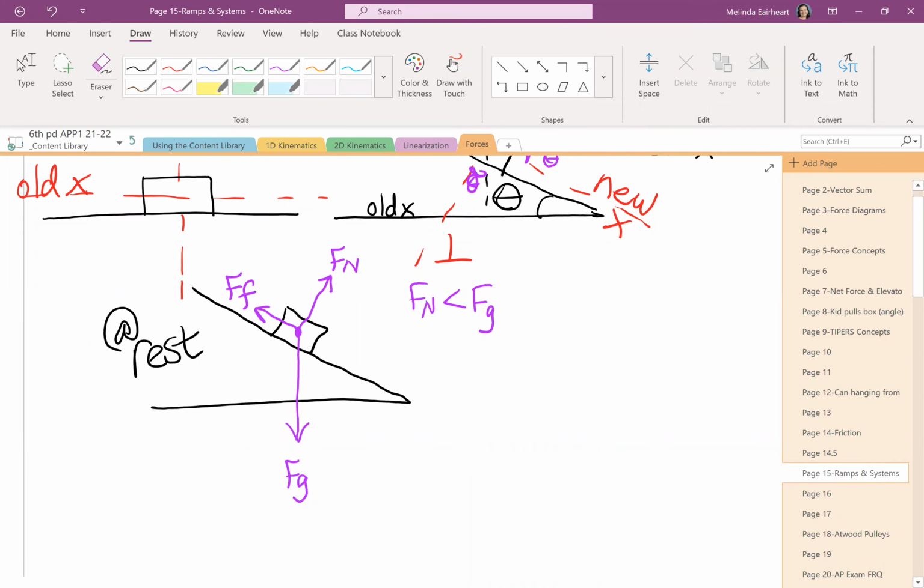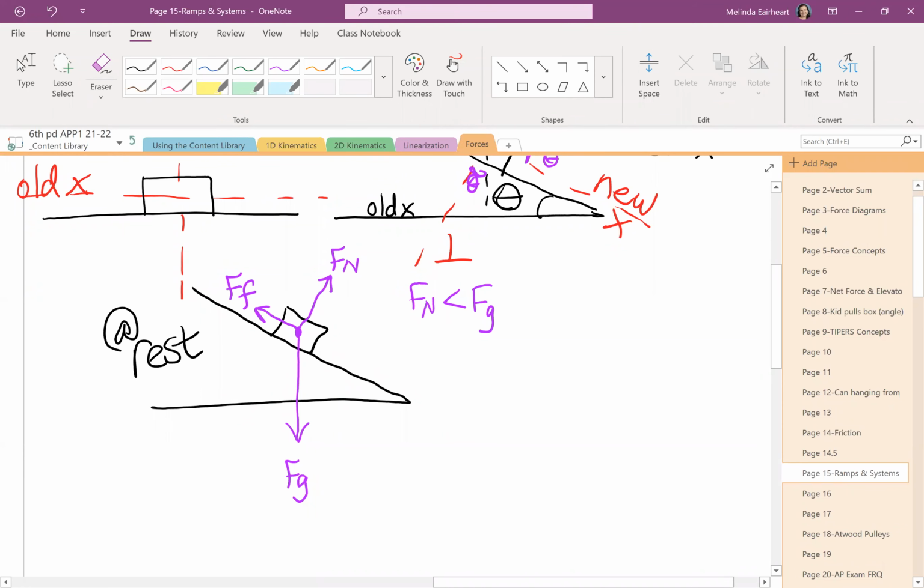Any other forces acting on this object at rest? There's no strings, no fingers holding it in place. This is it. Now, if you look at it with the typical old XY axis, you would have two vectors at an angle. But why do two vectors at an angle when you could just tilt your head and have one?